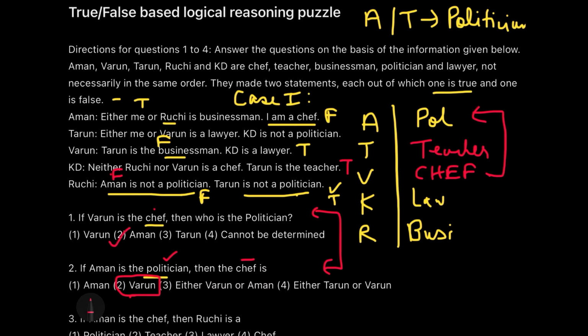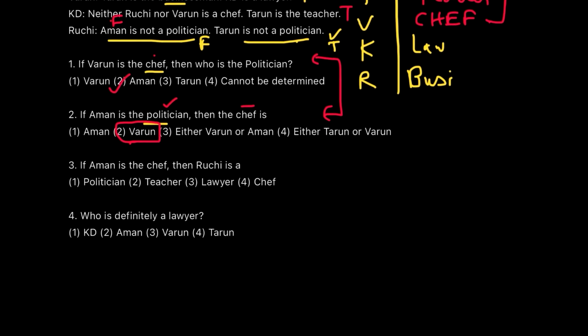And for the second question, it's mentioned that Aman is the politician. So who will be the chef? Tarun will be the chef. Oops, I said Tarun. I think I should go with Varun. Varun is the chef. All right. Now, let's move down to the third question. In the third question, it's mentioned that Aman is the chef.